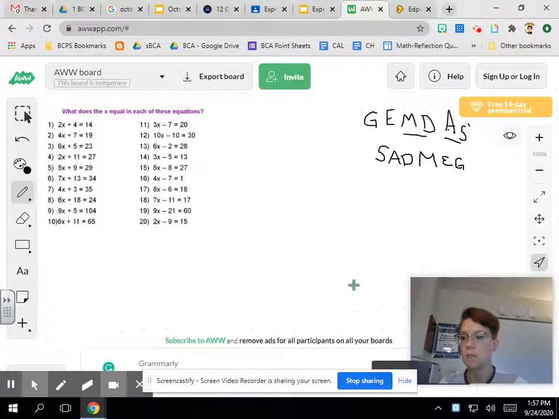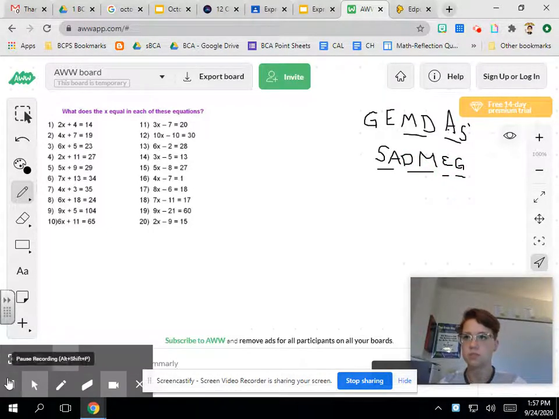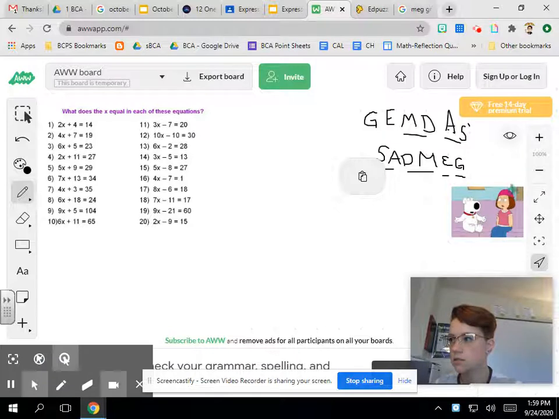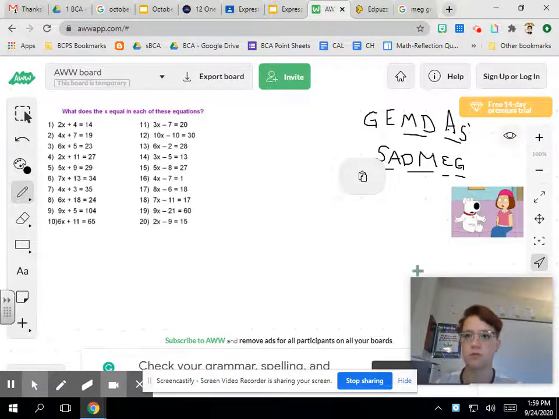SADMEG is our opposite operations. We subtract and add, then we divide and multiply, then we have exponents, then we do our grouping symbols. There she is, SADMEG, here to help us with our inverse operations.